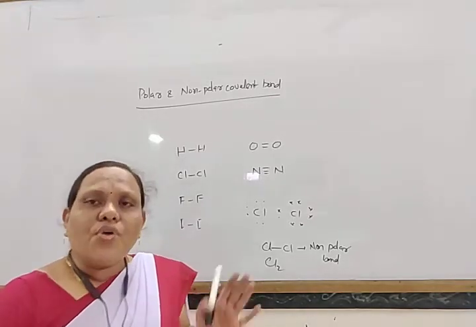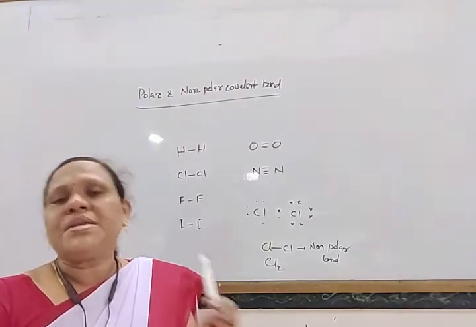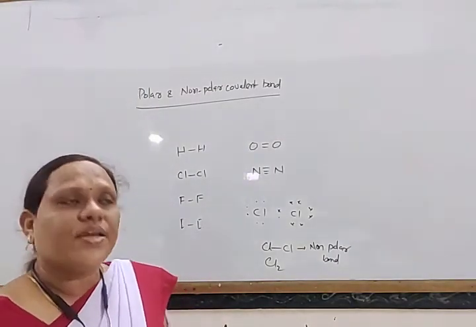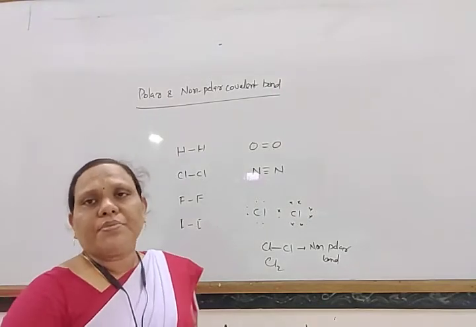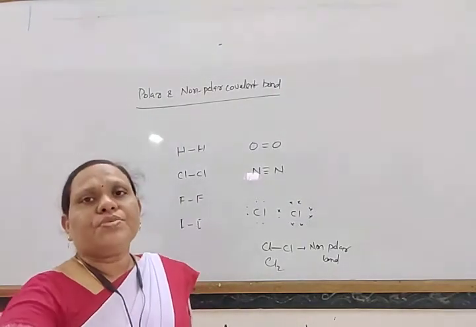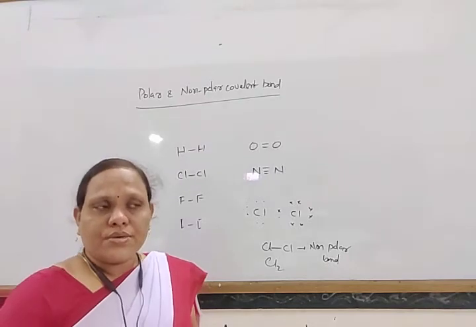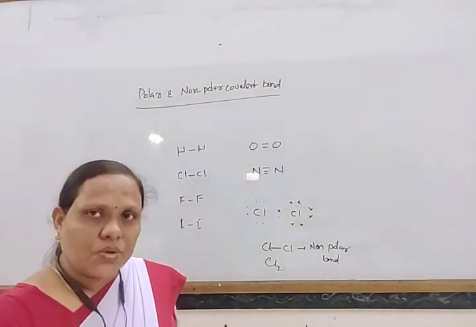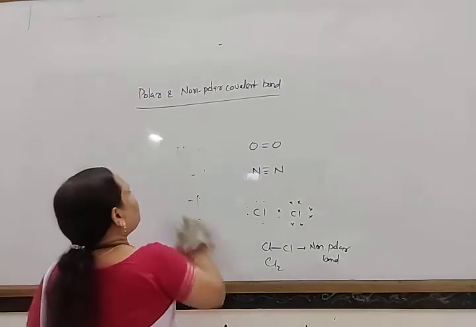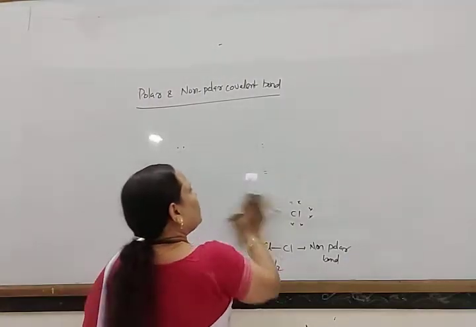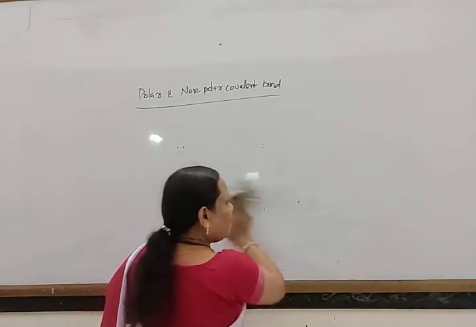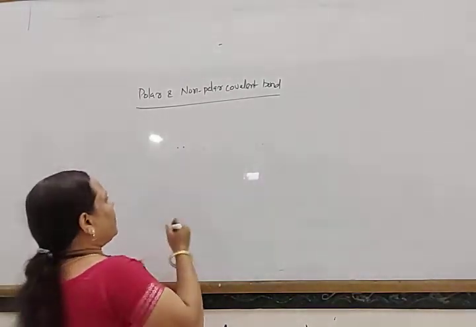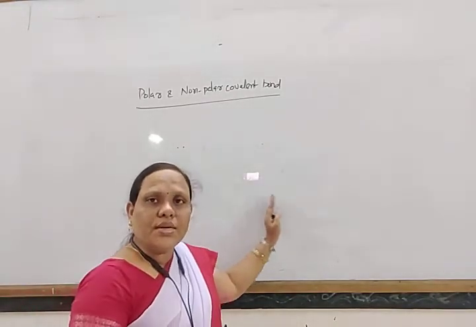But when the covalent bond is formed between two dissimilar atoms, when one atom is more electronegative than the other, then the shared pair of electrons shifts towards the more electronegative atom. You know, electronegativity is the property of an atom by which it attracts the shared pair of electrons towards itself. So when a covalent bond is formed between two dissimilar atoms having different electronegativity, the shared pair of electrons shifts towards the more electronegative atom.